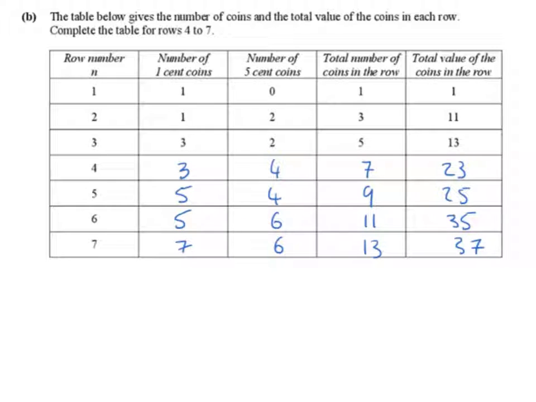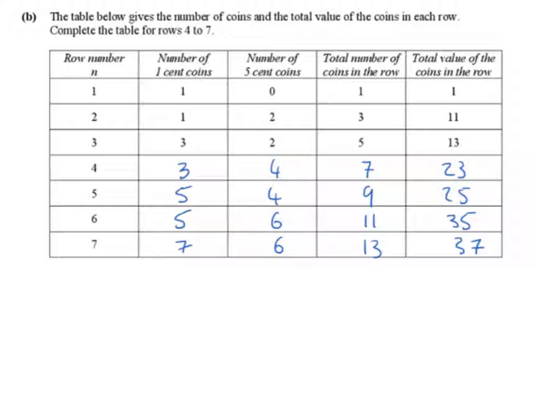In the fourth row then, we still had the 3 1-cent coins, and this time we added on another 2 of the 5-cent coins, so now we have 4 5-cent coins. 3 plus 4 makes 7 coins in total, and 4 multiplied by 5 is 20 cents, plus 3 is 23 cents.